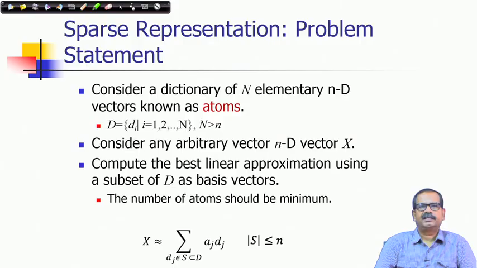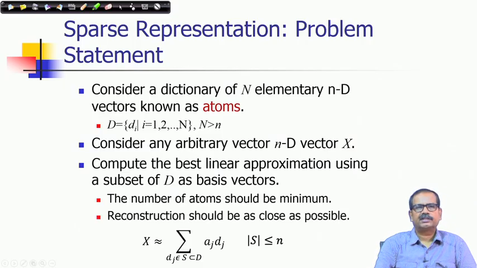So, the idea is that the number of atoms should be minimum. For the particular problem statement, you would like to have that subset S whose cardinality should be minimum, and also the reconstruction should be as close as possible. So, it is an approximation.